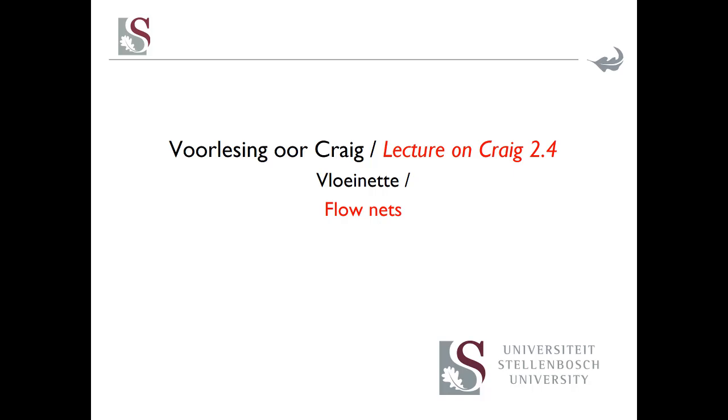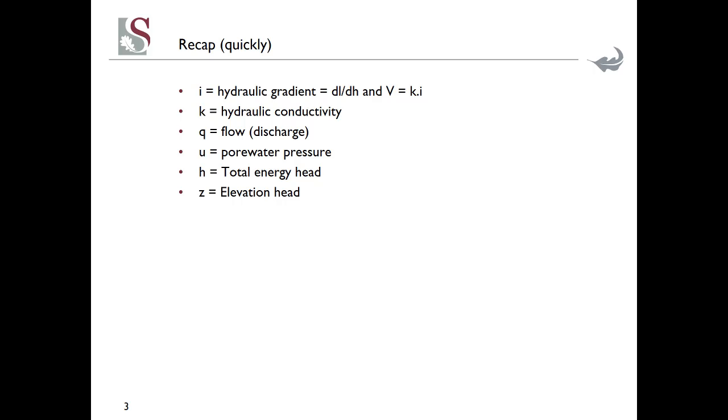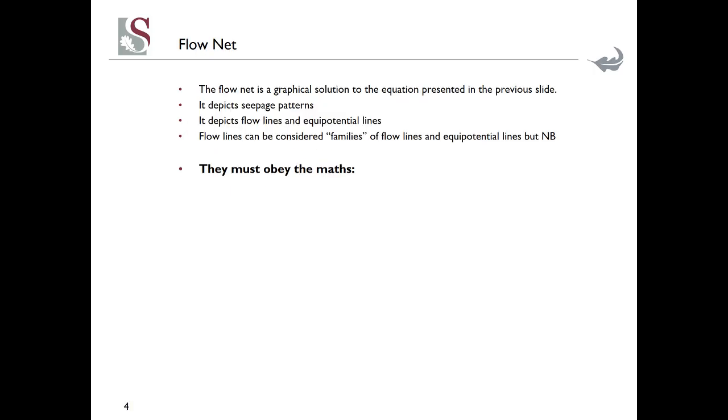As I said, this lecture is going to be about flow nets again, and very short. Just a recap then. i is the hydraulic gradient, which is delta H over delta L, and v equals k times i, where k is the hydraulic conductivity. Q is the flow or discharge that you will get. u is the pore water pressure, which is often what you want, because if it becomes too high, it can damage your structure. H is the total energy head, and z the elevation head.